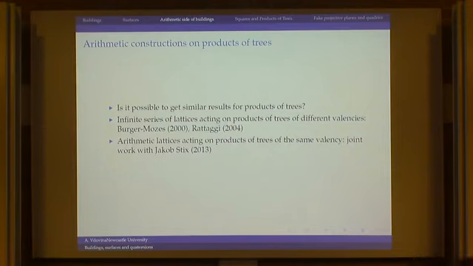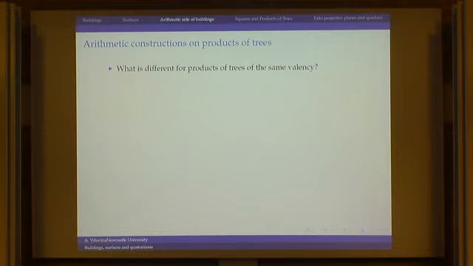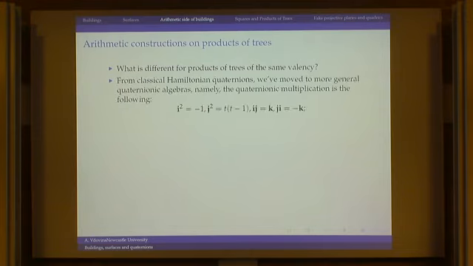So with Jakob Stix, we also had infinite series of arithmetic groups acting on products of trees of the same valency. And the question is, what is the difficulty for products of trees of the same valency? And so the thing is that one should move away from Hamiltonian quaternions.